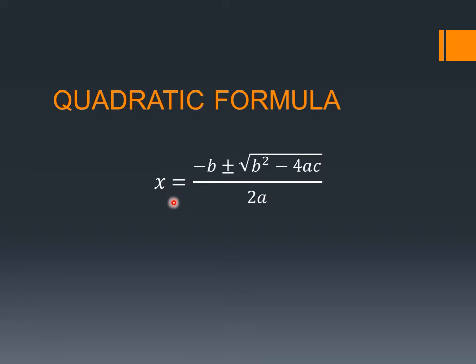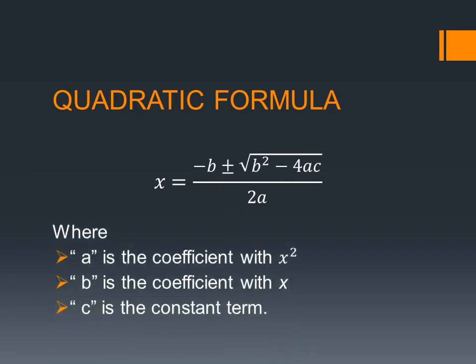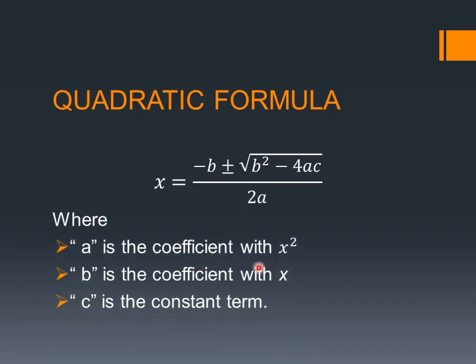The quadratic formula is x is equals to minus b plus minus under root b square minus 4ac over 2a. In the general form of quadratic equation, you have seen that ax square plus bx plus c is equals to 0. So, a is the coefficient with x square, b is the coefficient with x, and c is the constant number. Any digit or alphabet written with x square, x, or in place of a constant term will be written here.